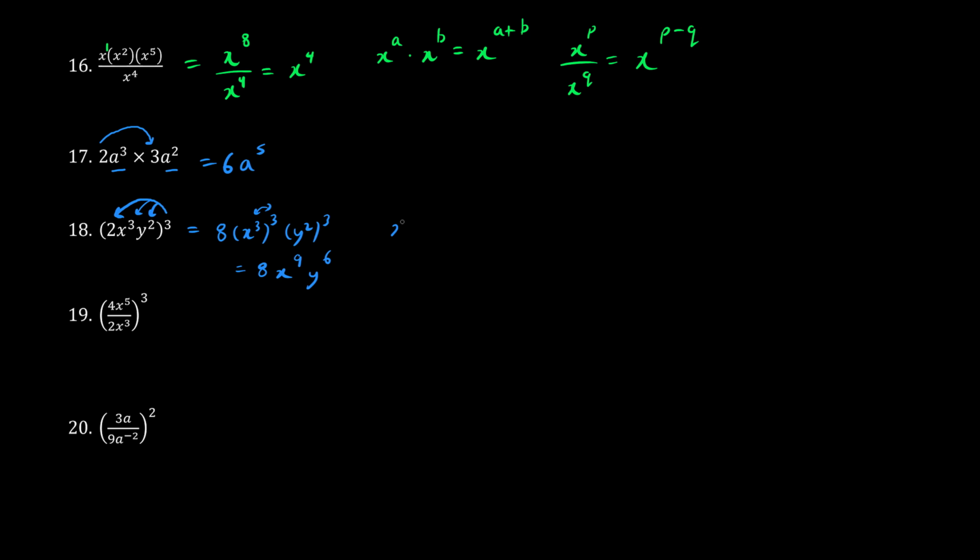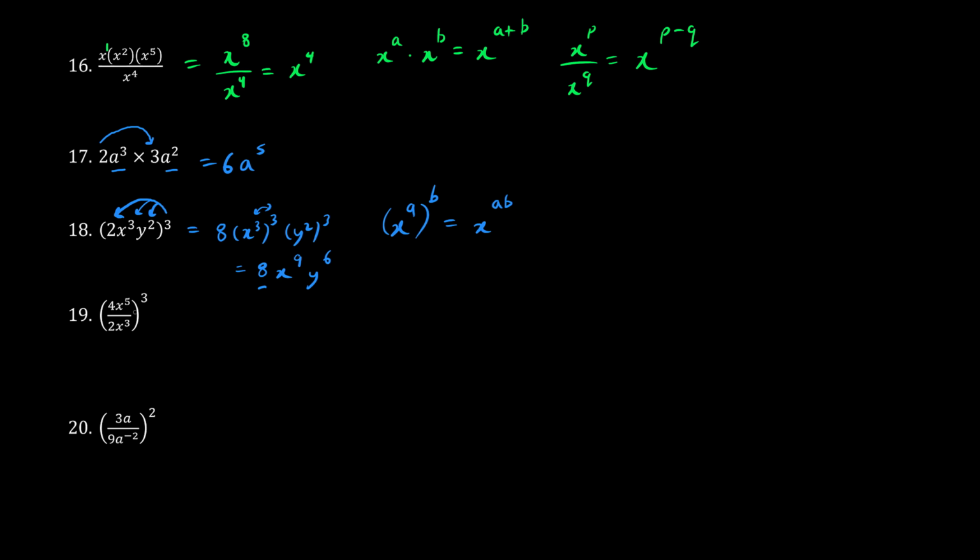So in general, when we have x to the a raised to some exponent b, we multiply a times b, so we get x to the ab. So do not forget about the coefficient. This number 8 came from 2 cubed.